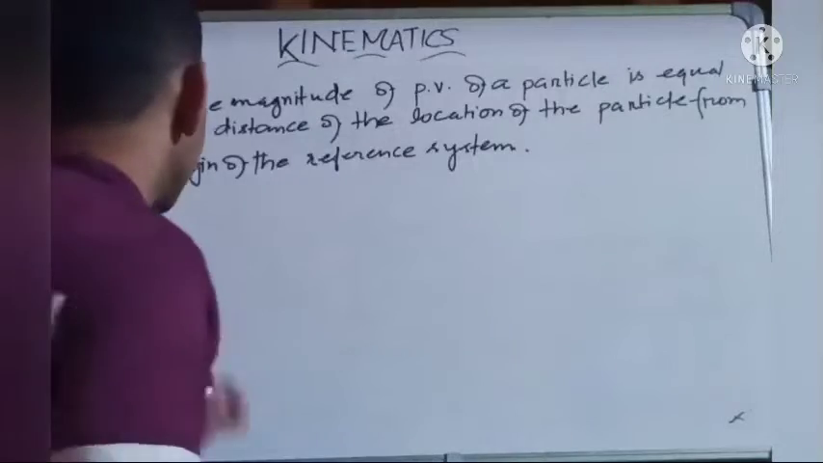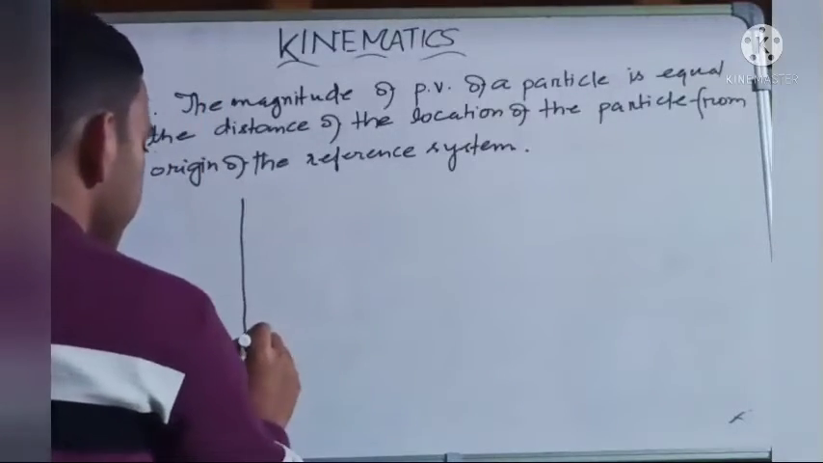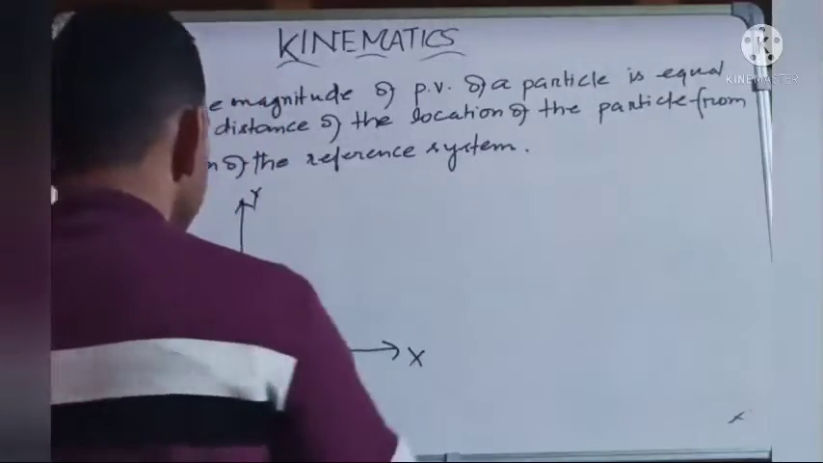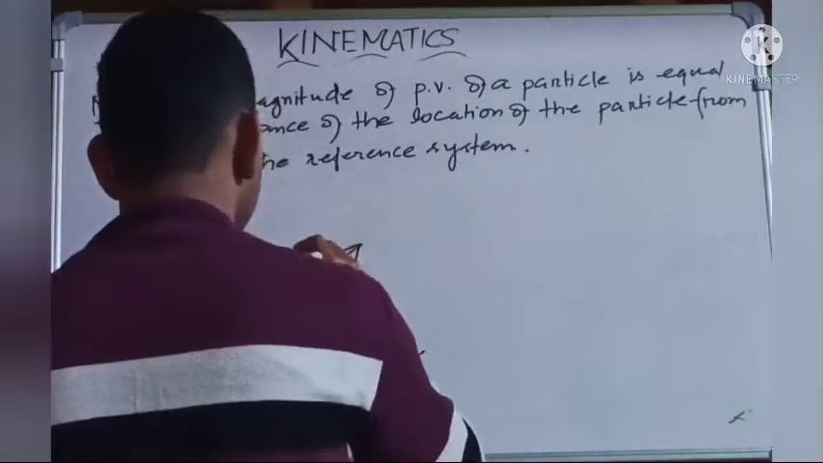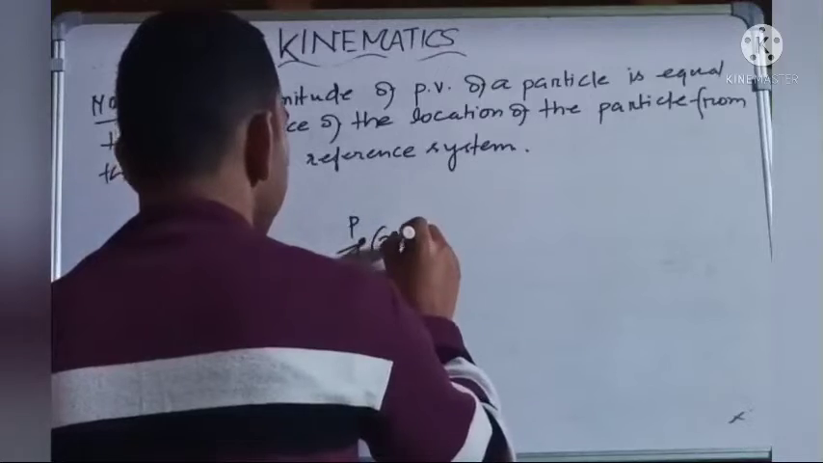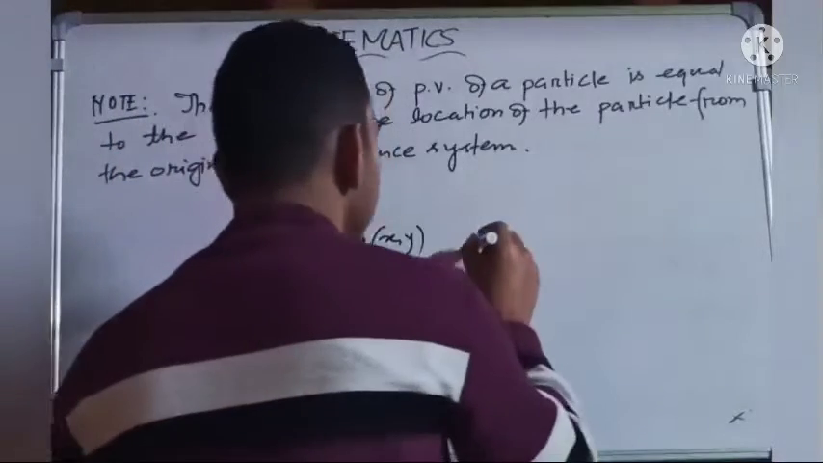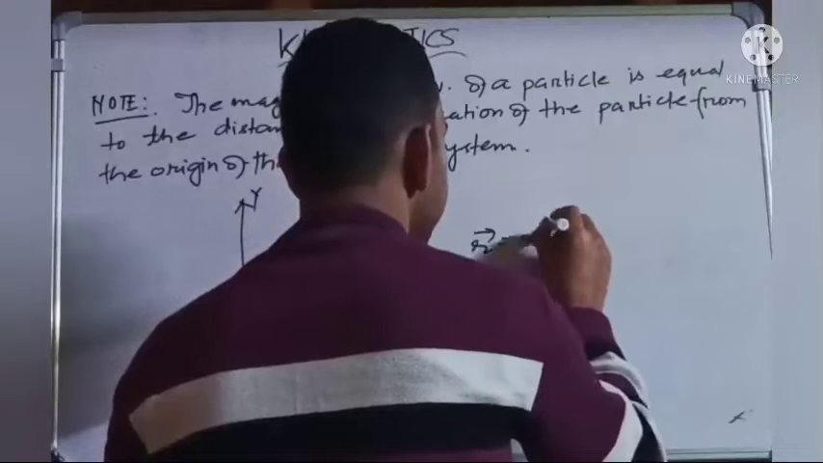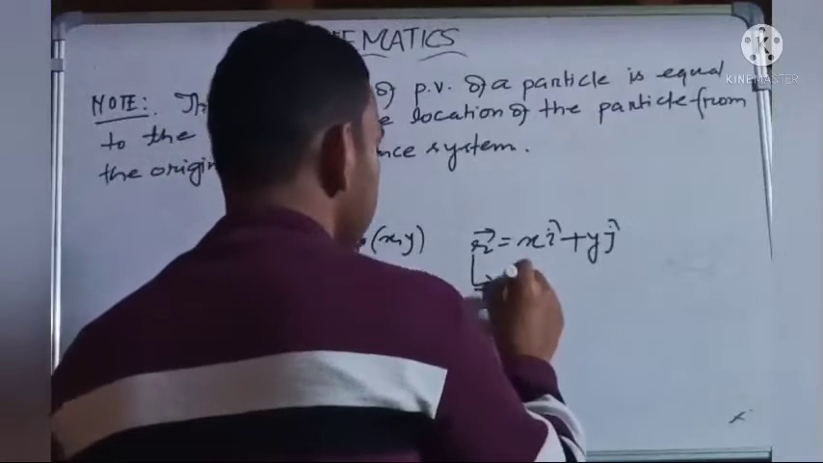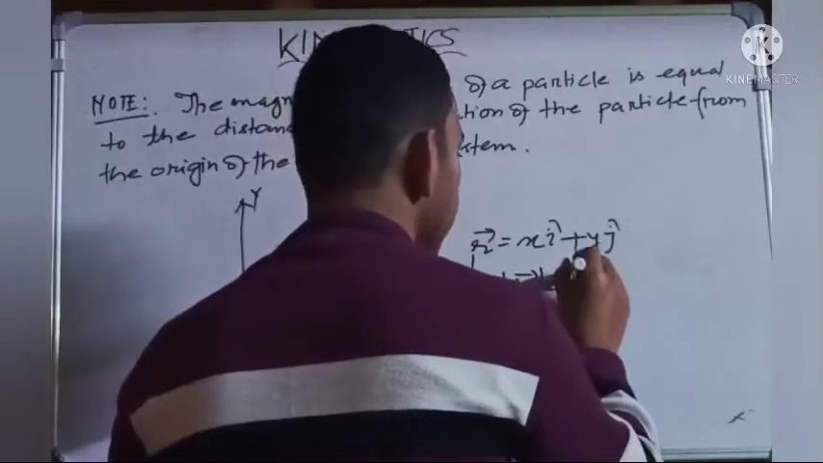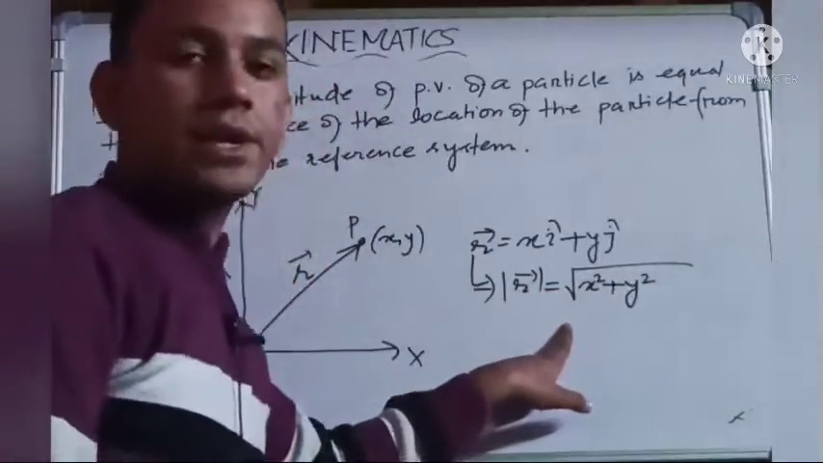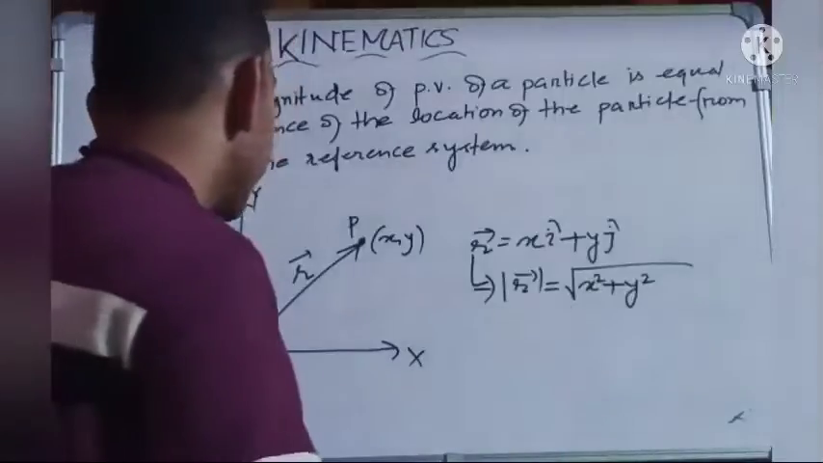Let's draw the diagram once more, which we have already seen previously. Let this be the x direction, this the y direction. To understand this concept, let's draw the position vector, r vector, of a particle, let it be P, and let the coordinates be x, y. Then we can write its position vector as x i cap plus y j cap. Now, let's write its magnitude. Magnitude of r vector is basically square root of x square plus y square, which we have already learned in previous videos in the chapter vectors.